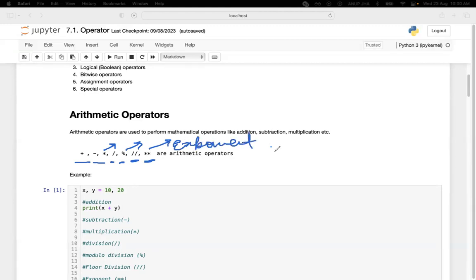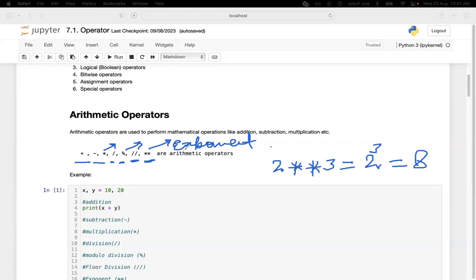Exponent: double star, the double multiplication sign. What does it mean? If I write 2 double star 3, it simply means 2 power 3, that means 8. Hope you understand this. This is plus, addition. This is minus, subtraction. This is multiplication. This is division. This is the modulo operator. This is called floor division. This is called exponent. These are the arithmetic operators.